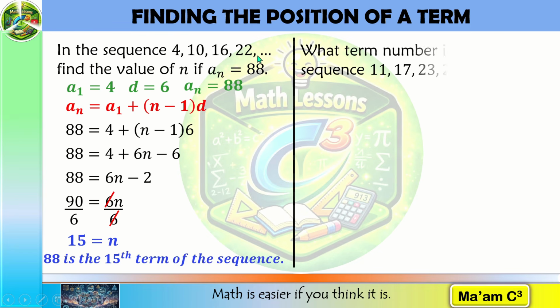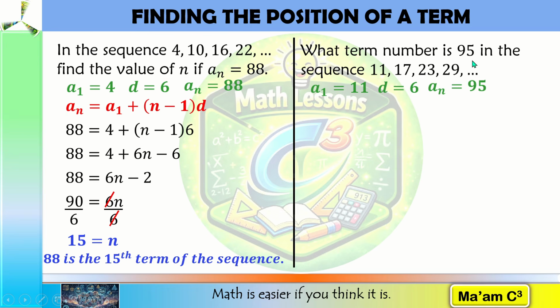Let's have another one. What term number is 95 in the sequence 11, 17, 23, 29? From 11 to 17, that would be 6. From 17 to 23 is also 6. From 23 to 29 is also 6. So this is an arithmetic sequence. Our first term, a sub 1, is equal to 11. Our common difference, d, is equal to 6. And our a sub n is 95.